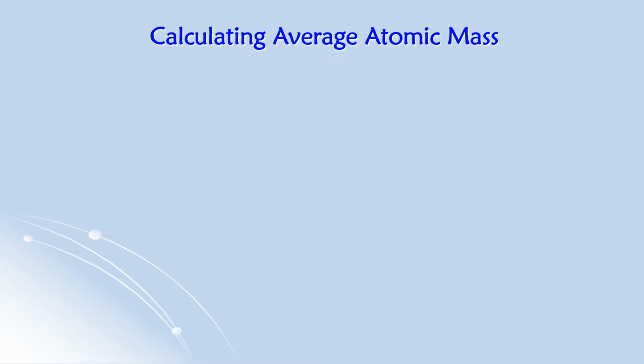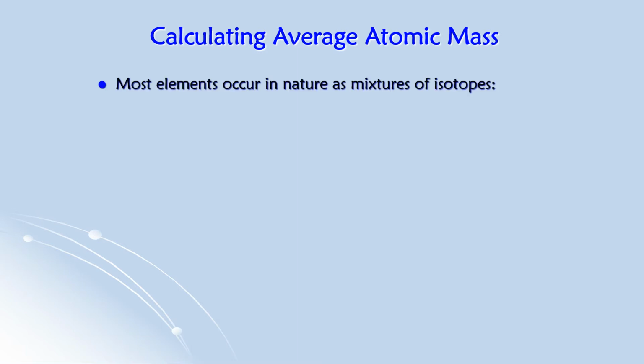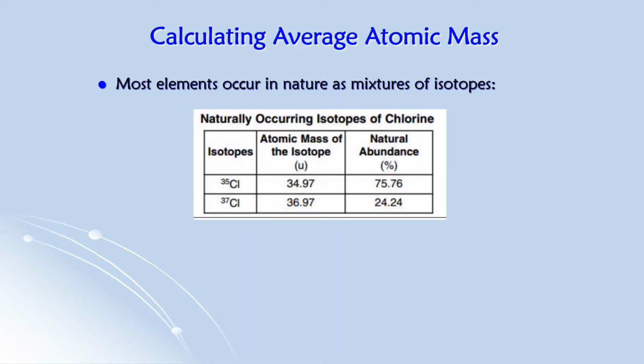So how do we calculate the average atomic mass, that decimal mass number that you see in the periodic table? So basically what happens is that there are so many elements out there that have isotopes, and their isotopes exist as a mixture, which means if you look at this example here, we have two different isotopes of chlorine. Chlorine 35 exists 75.76% in nature. Chlorine 37, on the other hand, exists 24.24% in nature.